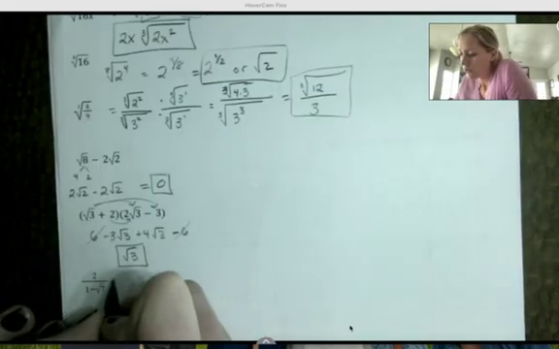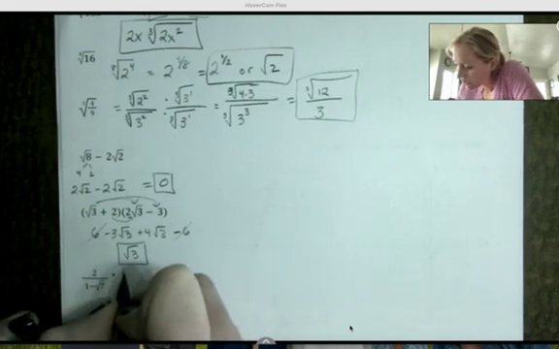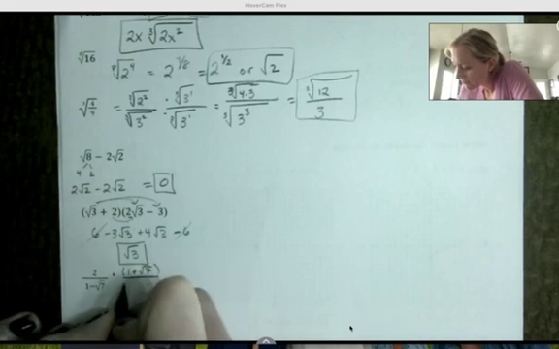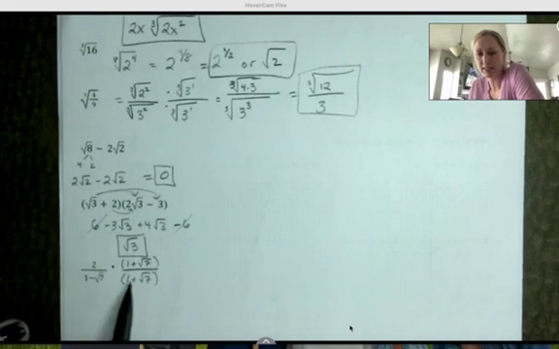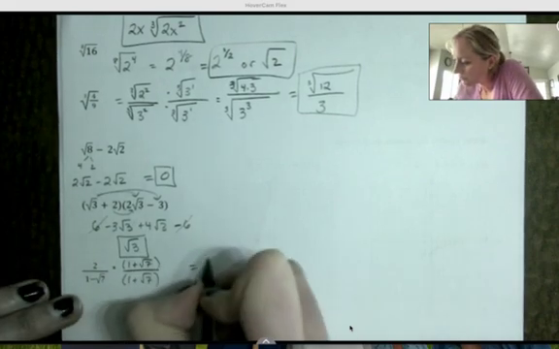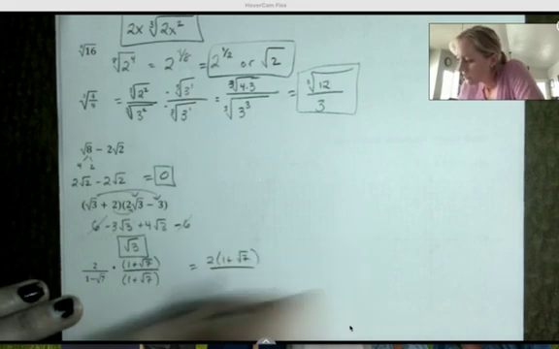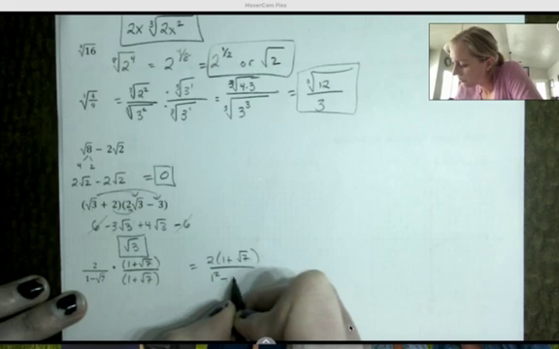Okay, to rationalize this one, if we have addition or subtraction, we multiply by the conjugate, which is 1 plus the square root of 7. So it's the same exact thing, but with the opposite sign. So we have 2 times 1 plus root 7. Difference of squares is 1 squared minus the square root of 7 squared.